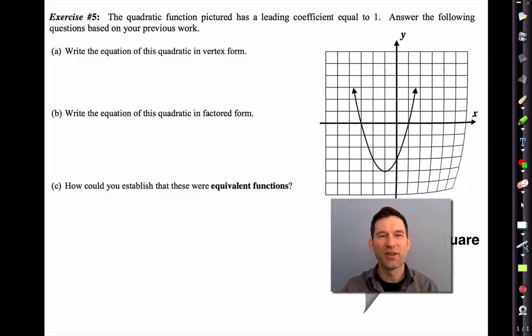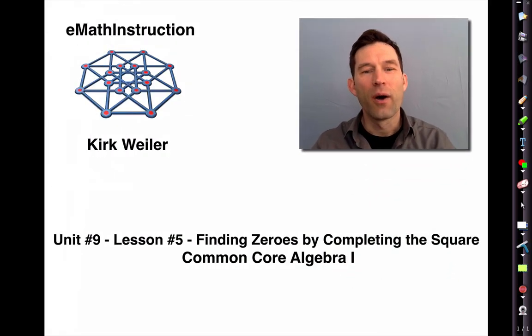Okay, let's finish up. Well, that was a nice lesson where we finally got to see where completing the square can be helpful. We are certainly going to get more work with this as we look at the quadratic formula and see how that gets developed, and as we do one final lesson where we put all the different methods that we've looked at together. For now, though, this has been another eMathInstruction Common Core Algebra 1 lesson.